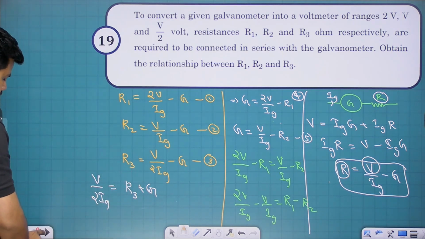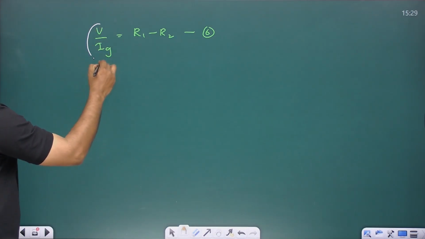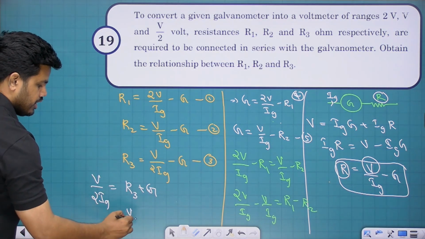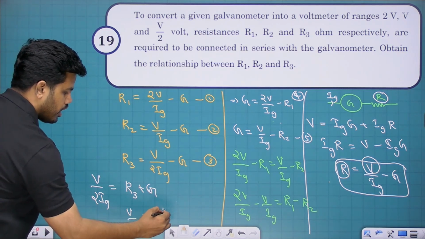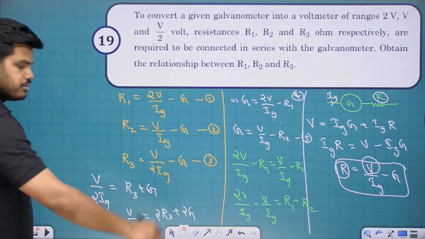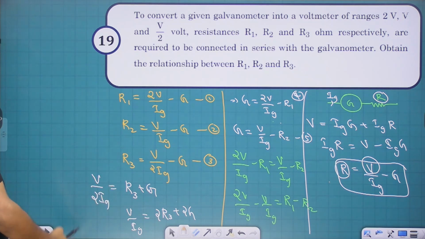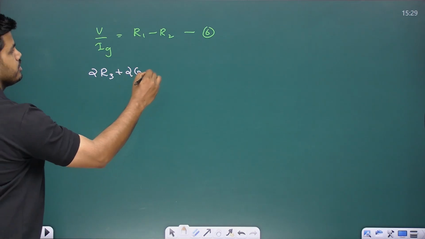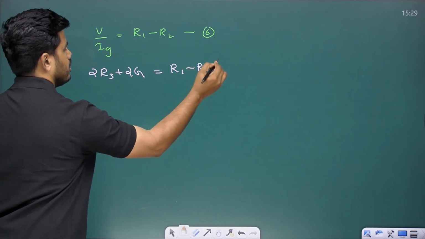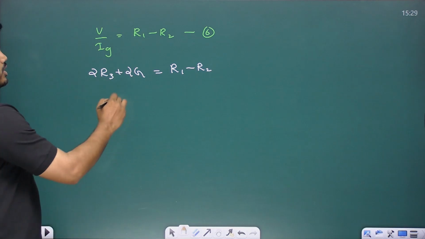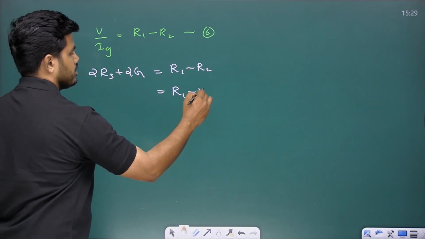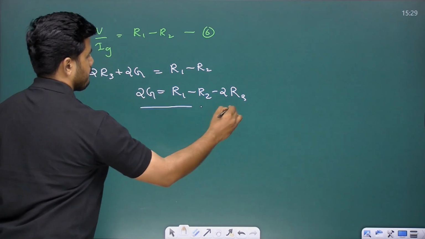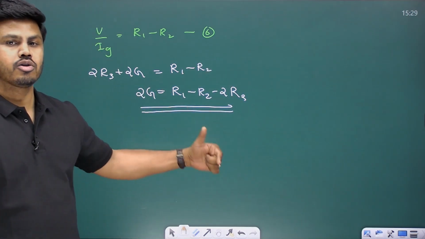Okay, so we need only V by Ig. Look at that, in the LHS we have V by Ig. This is what I am going to replace. So what is your V by Ig? Take 2 to the other side. V by Ig is equal to 2R3 plus 2G, correct? Then substitute this there. 2R3 plus 2G is equal to R1 minus R2. So take 2R3 to the other side. R1 minus R2 minus 2R3 is equal to 2G. That is a relation connecting R1, R2 and R3.